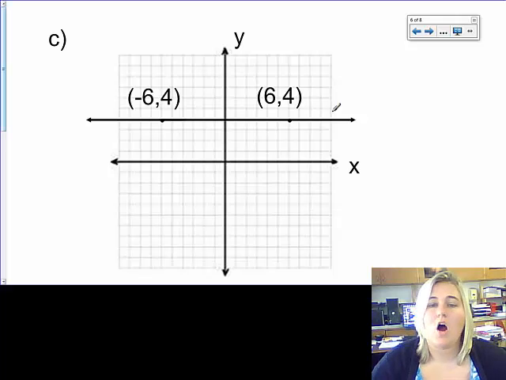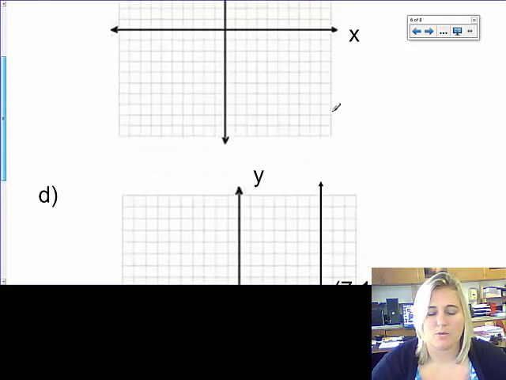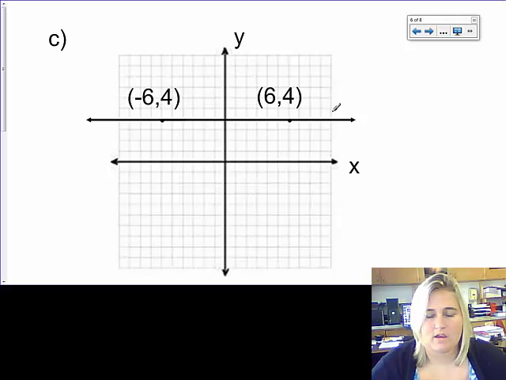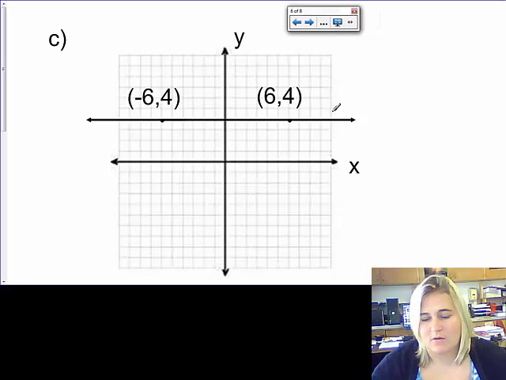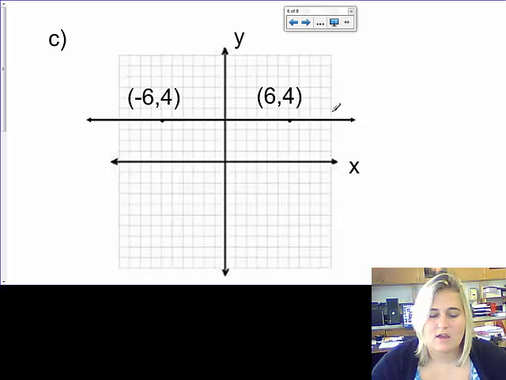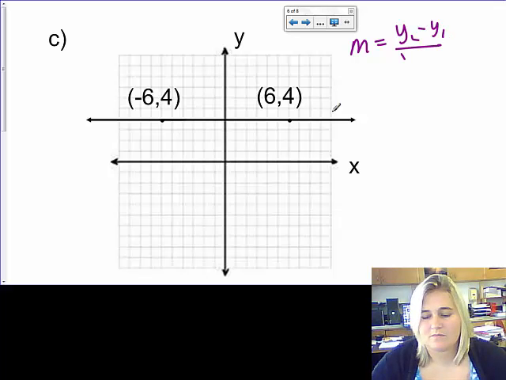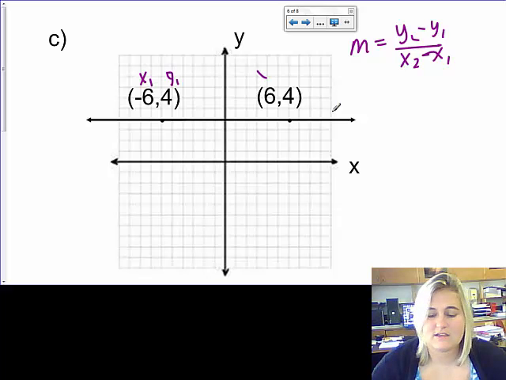On problems or lines like C and D, these are very special types of slope with our lines here. You can see very quickly that this line is horizontal, and all horizontal lines have the exact same slope, and we're going to figure it out here so that we can remember. We always start by writing our formula, m equals y sub 2 minus y sub 1 over x sub 2 minus x sub 1, and I'm going to label x sub 1, y sub 1, so I know what I'm plugging in, and x sub 2, y sub 2.